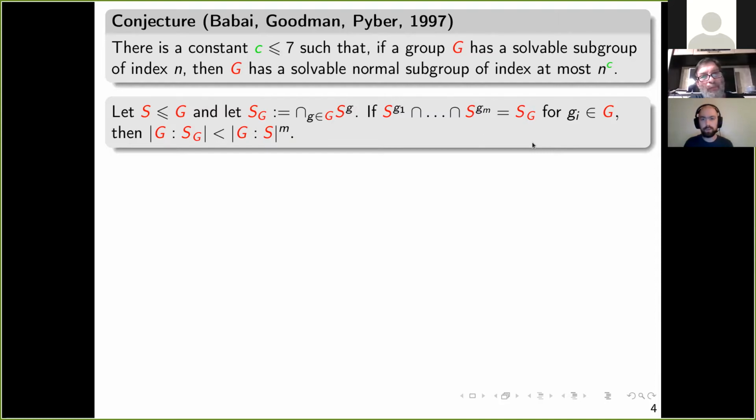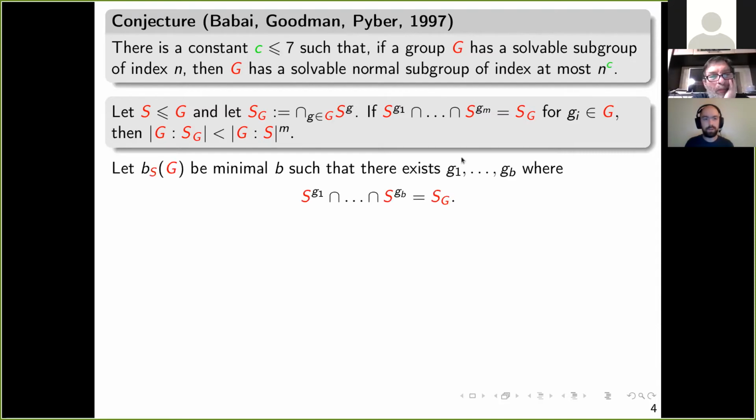It's also an easy exercise to show that if there are m conjugates which give you the intersection S_G, then the index of S_G is strictly less than the index of S to the power of m. So it means that if we find some small m such that m conjugates are always enough, then we can find a nice and small C. So let us denote by b_S(G) the minimal b such that there exist b conjugates of S whose intersection is S_G.